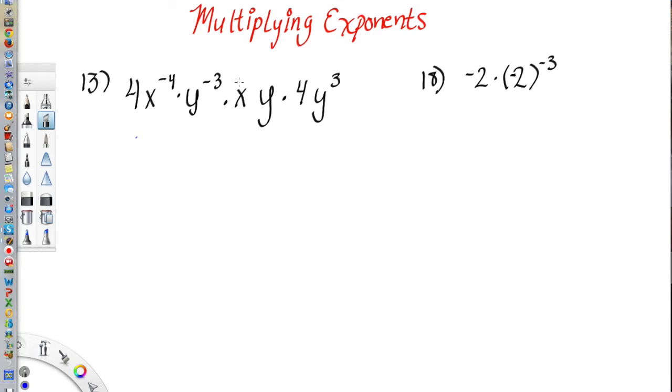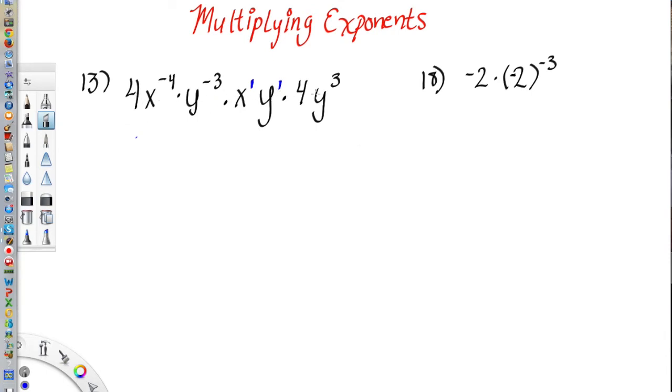So what I would do is, first of all, let's look at this. I have 4x to the negative 4th power times y to the negative 3rd power times x times y times 4 times y to the 3rd power. And let's remember here, even though there's no exponent, x is really x to the 1st power. It's kind of silly to write that down, but it's very helpful right now, and y is y to the 1st power.